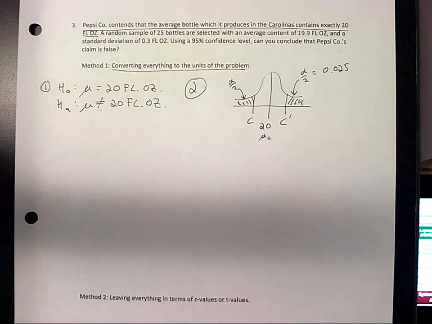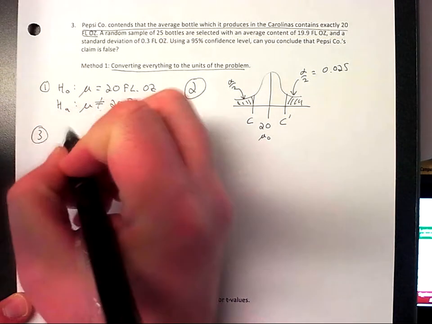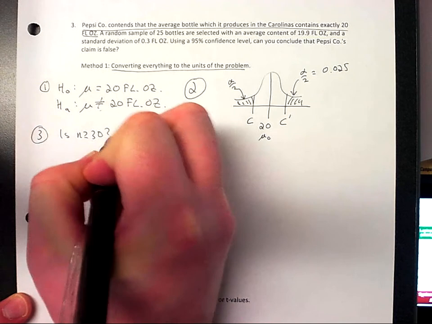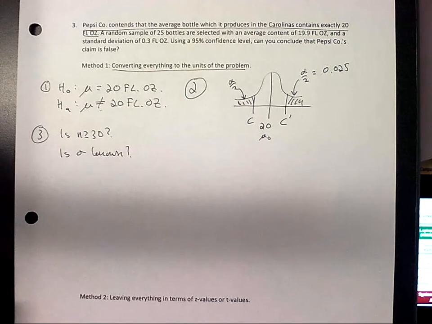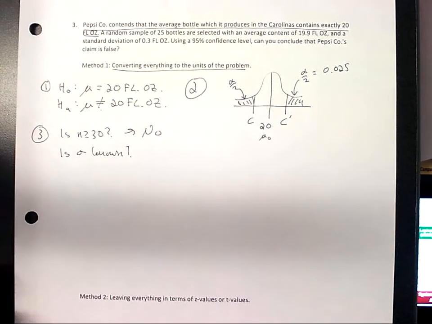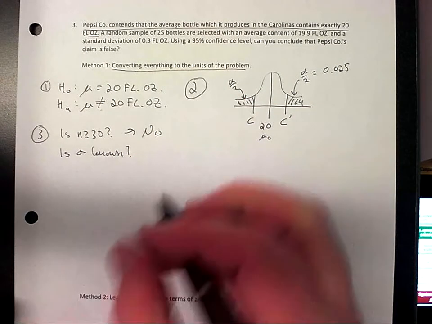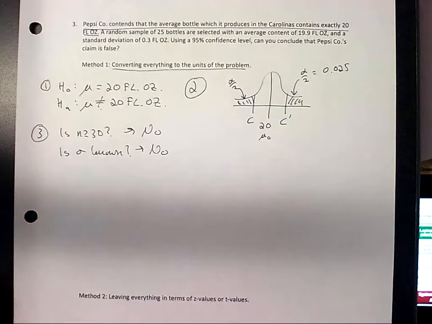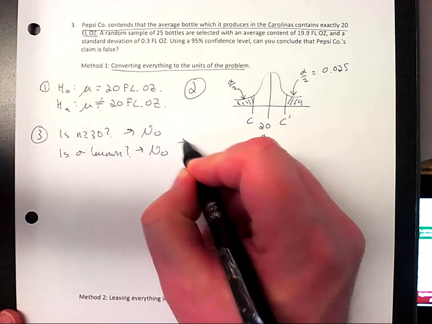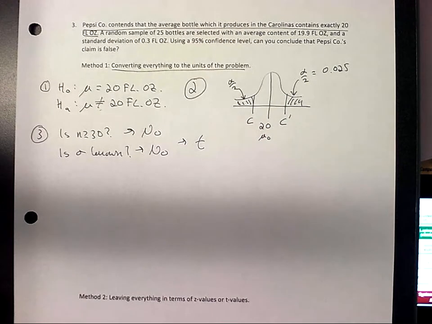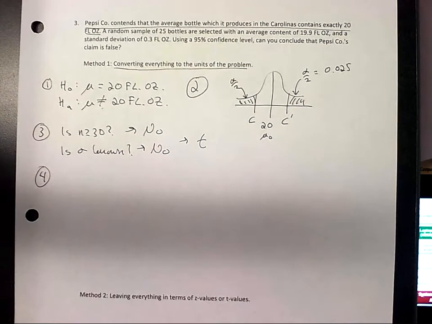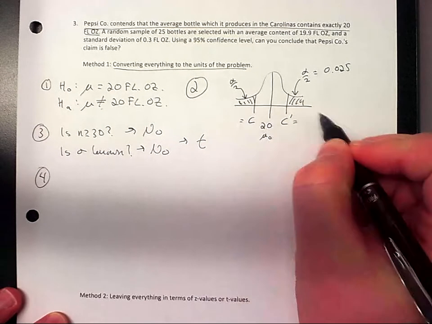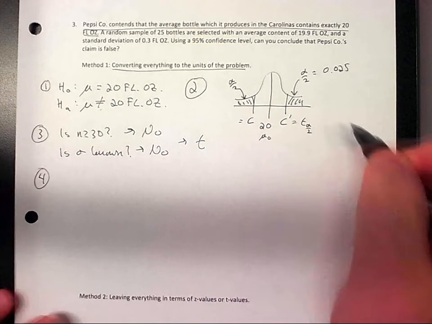Our third step then is to do what? Awesome. Do we have a sample size greater than 30? No. Do we know sigma? No. So therefore we use what? T-values. Alright, so we use T-values. Our next step then, well, let's go back and figure out what these T-values are, because now these things are going to be T sub alpha divided by 2's.